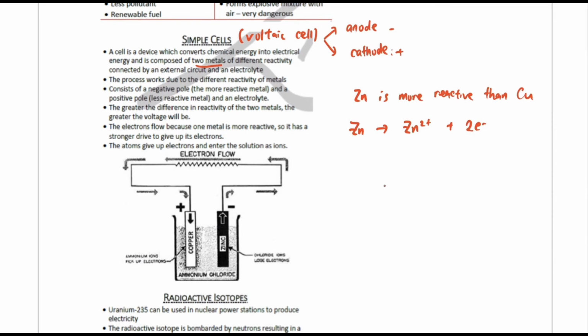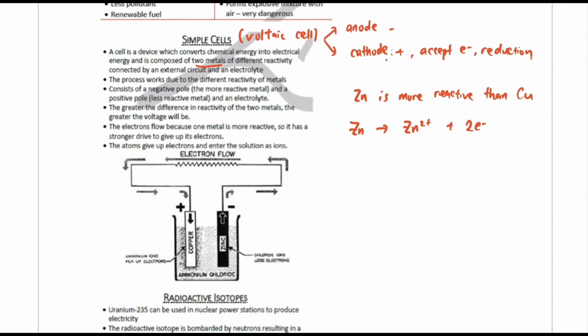So from here, accepting electrons happens at the positive terminal, which is the cathode. You can see something like this. This is where electrons are accepted, and this is reduction. So from here, you will understand something.